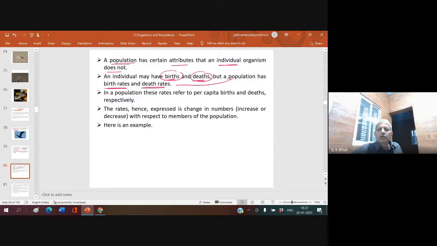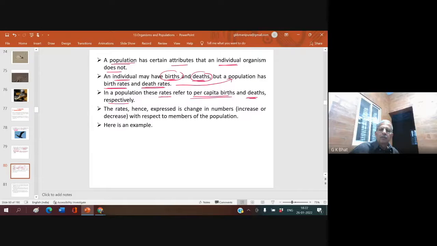I will make it very clear with an example. So remember the terms birth and death. That person died, this animal died, that animal is born, this animal is born. That is with reference to an individual. Whenever we say birth rate, we don't say birth rate of an individual. We say birth rate of the population, death rate of the population. In what way birth and death are different from birth rate and death rate, we shall see. In a population, these rates, birth rate or death rate, refer to per capita birth and per capita death respectively.